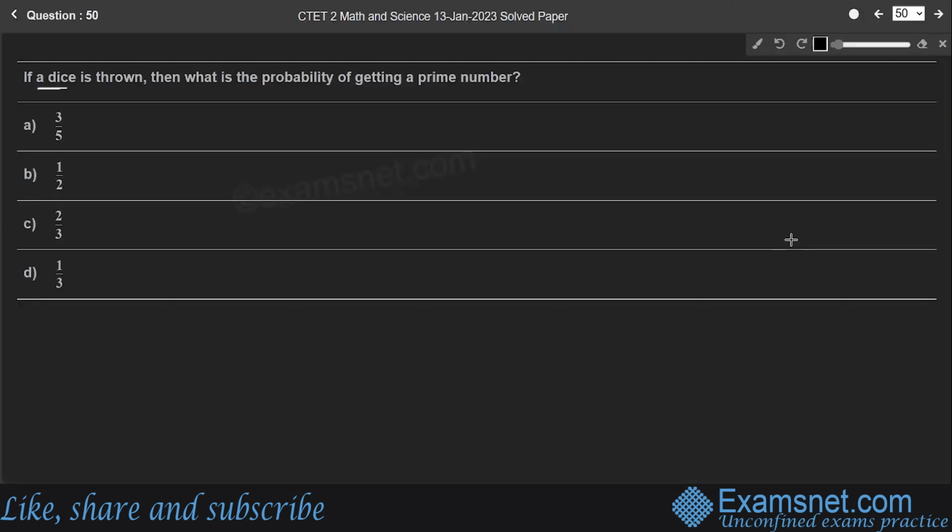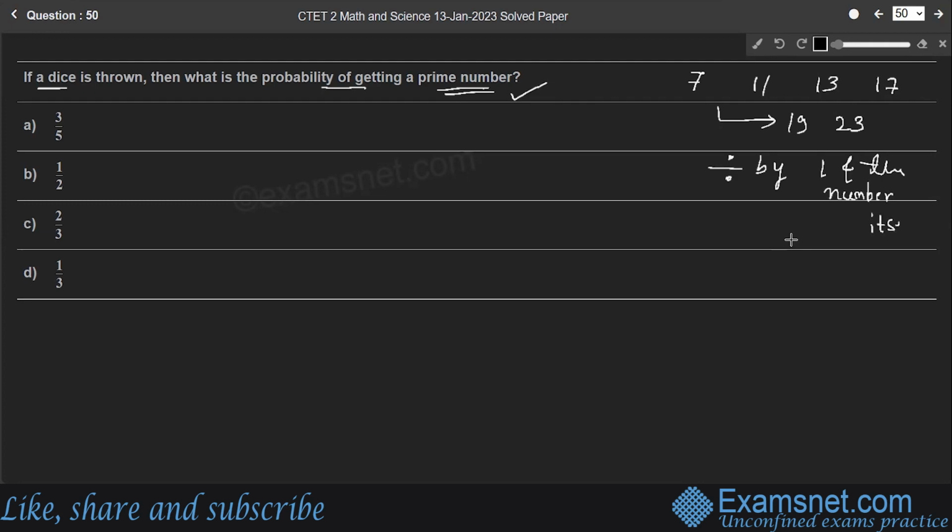Question number 50. If a dice is thrown, then what is the probability of getting a prime number? Here, students, what is a prime number? A number which is divisible by 1 and the number itself, right? Then the number is called a prime number. For example, 7 is a prime number, which is divisible by 1 and the number itself. And next comes 11, then 13, 17, 19, 23. These are the numbers which are divisible by 1 and the number itself, so such numbers are called prime numbers.